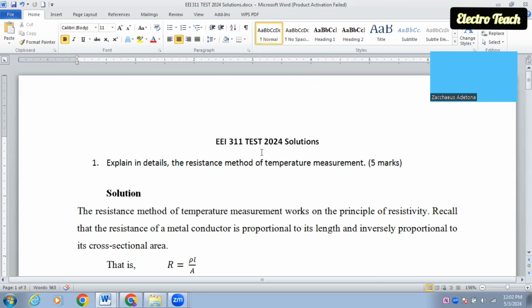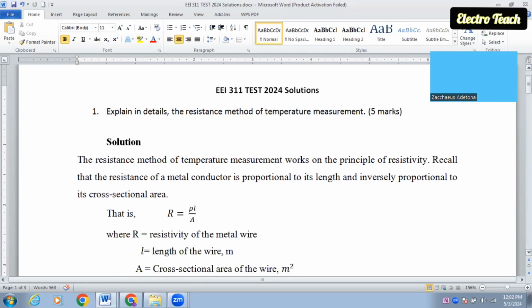So now, without wasting much time, let's move on to the first question and its solution. The first question is to explain in details the resistance method of temperature measurements. The resistance method of temperature measurements.